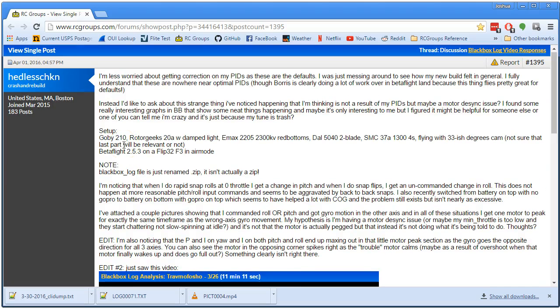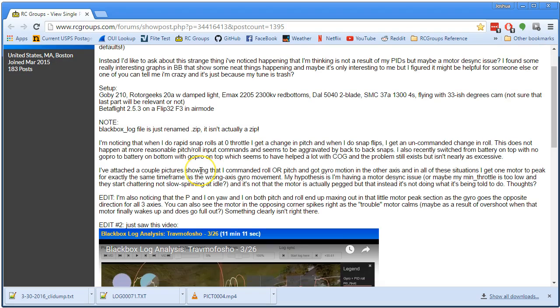This submission is from hedlesschkn, who is asking not for tuning advice because you're on defaults. So yeah, that makes sense. Give it a shot tuning it yourself before you hand it to me. But asking about a strange thing where when you do flips or rolls, you get uncommanded motion. So you do a roll and you get motion on the pitch axis, or you do a flip and you get motion on the roll axis. So let's take a look.